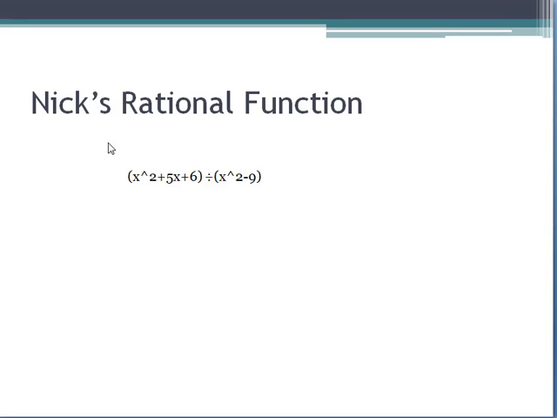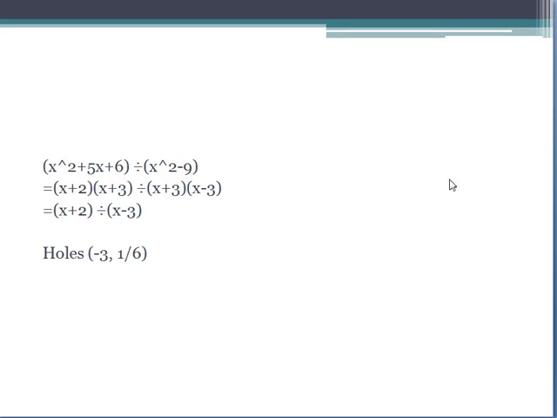Here is my rational function. I chose x squared plus 5x plus 6 over x squared minus 9. First off, we want to factor this, to make everything a lot easier. Right away, it's a difference of squares on the bottom, and simple on top. So you get x plus 2, x plus 3 on top, and on the bottom x plus 3, x minus 3. With that, the plus 3 factors cancel out, and you get x plus 2 over x minus 3.